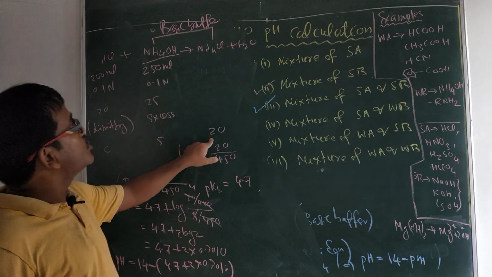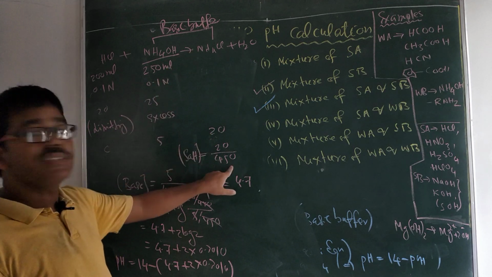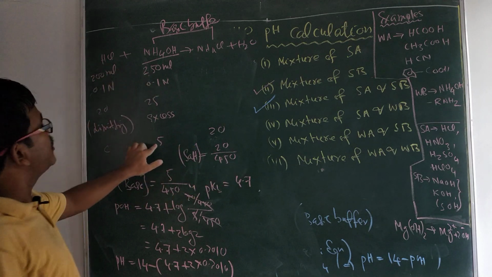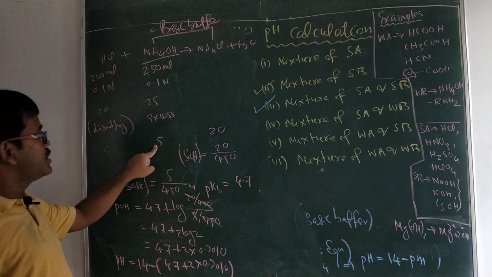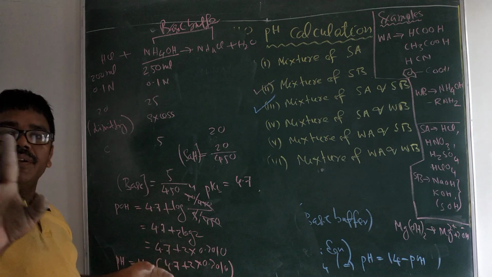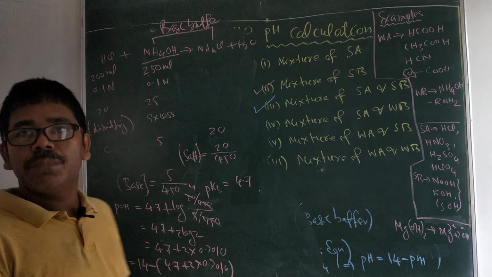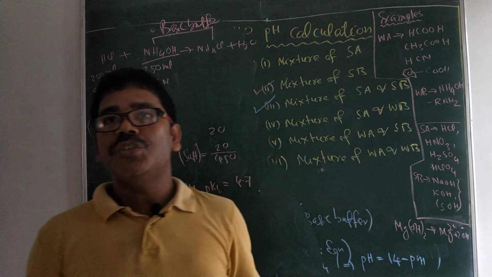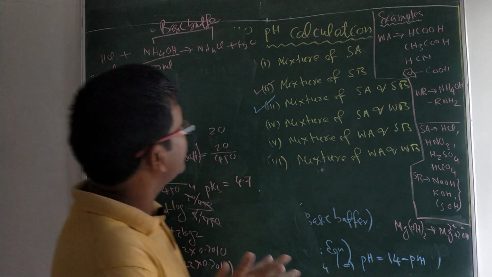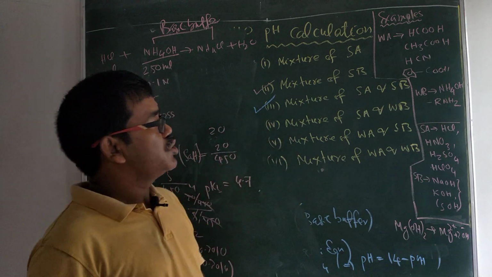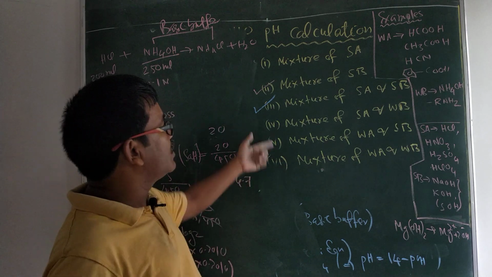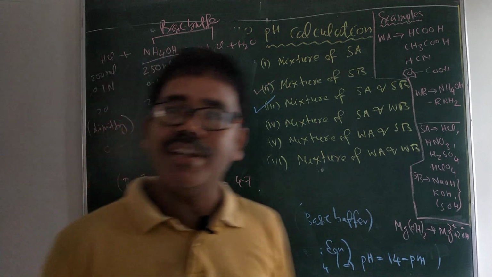In this case, the concentration of the salt will be 20 by 450. 450 is nothing but the total volume, 200 plus 250. Similarly, the base concentration will be the remaining milliequivalent of the base, 5, by total volume, 450. Therefore, the pKb value will be given, and we can calculate the pOH. Since we know pH plus pOH is equal to 14, we can then calculate the pH. This is how we can calculate the pH of a mixture of strong acid and weak base. Okay, clear? We'll continue the other two cases in the next video. Okay, thank you guys.